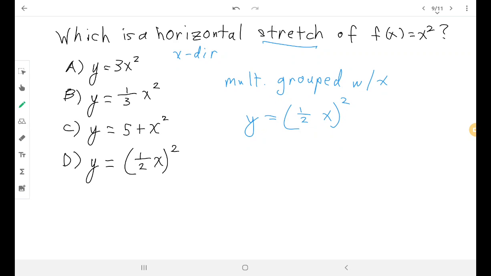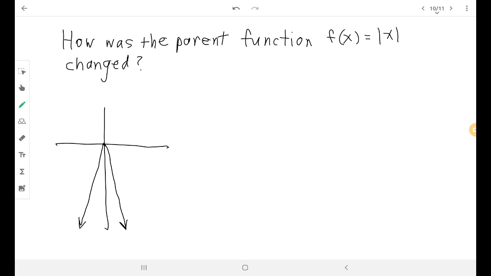And let's move on to our next question. How was the parent function f of x, or I always like putting p of x, but f of x is what Edgenuity uses. How was the parent function f of x equals absolute value of x changed? Well, let's take a look at that parent function.